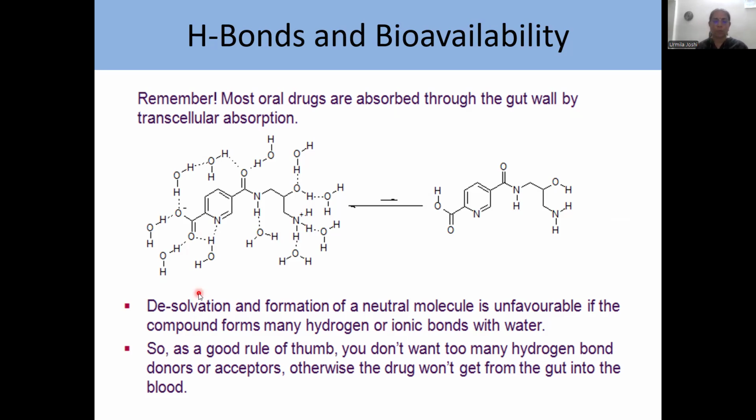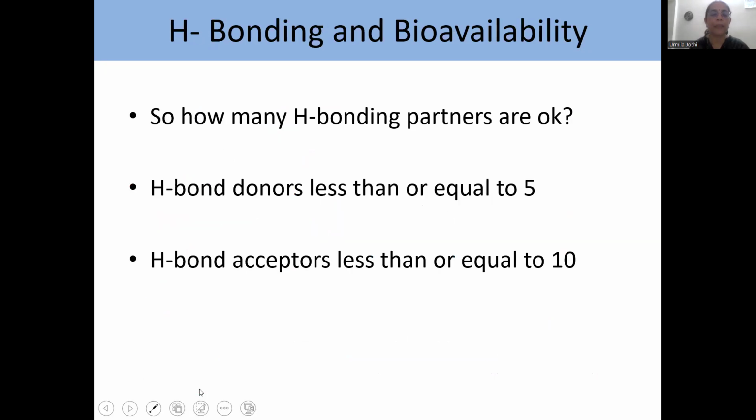So, you don't want too many hydrogen bond donors or acceptors, because if there are too many, a lot of hydrogen bonds will be formed with water, and then desolvation becomes very, very difficult. So you don't want too many, but this is not enough. How many hydrogen bonding partners are okay? Hydrogen bond donors should be less than or equal to 5, not more than that. And hydrogen bond acceptors less than or equal to 10.